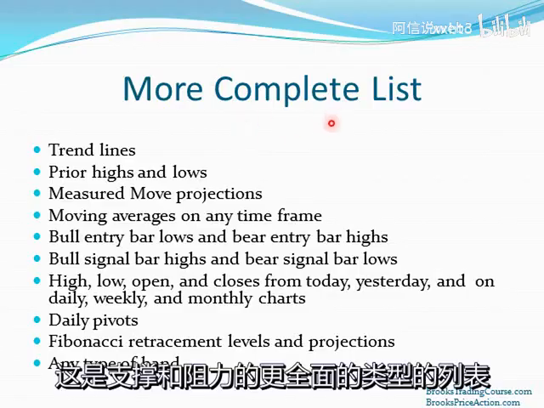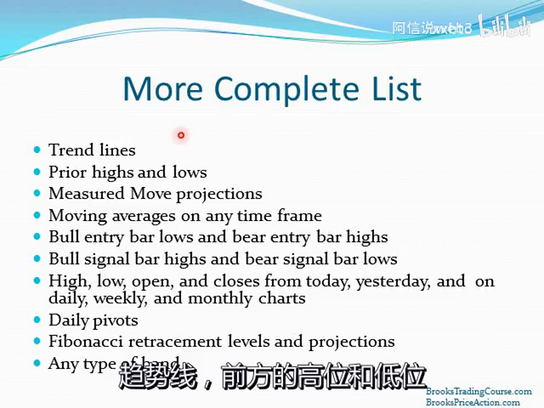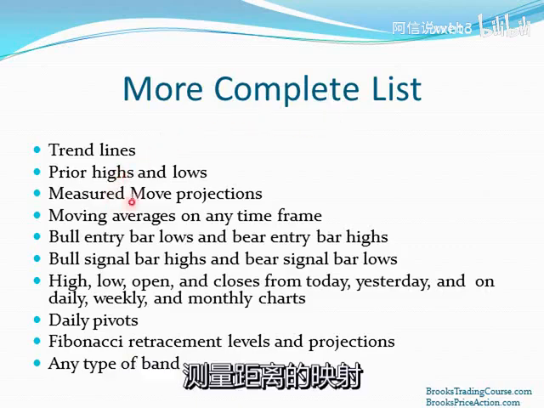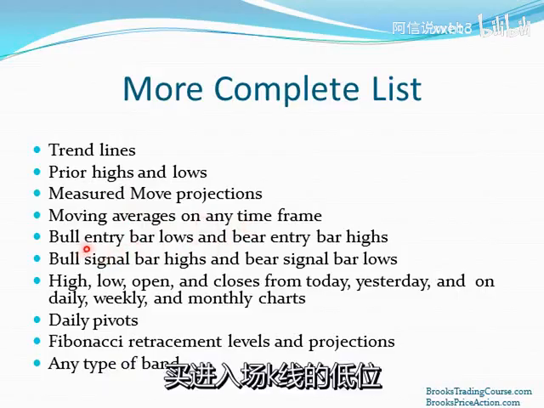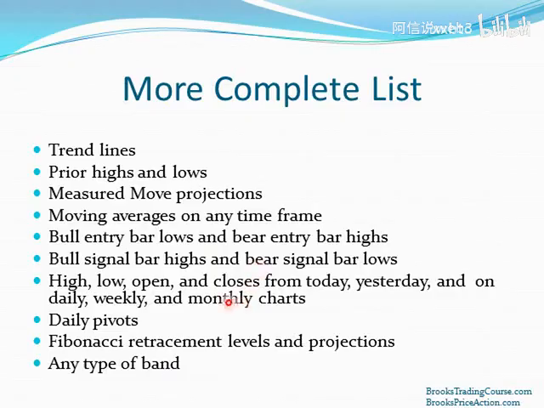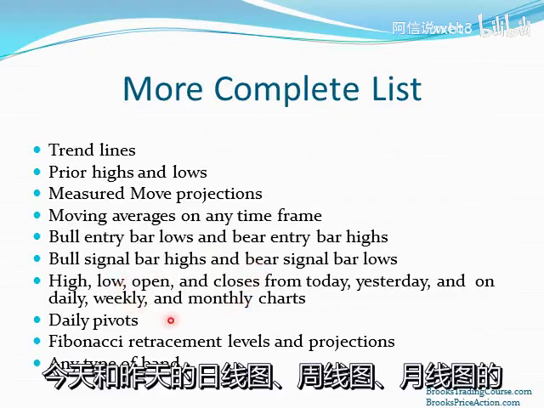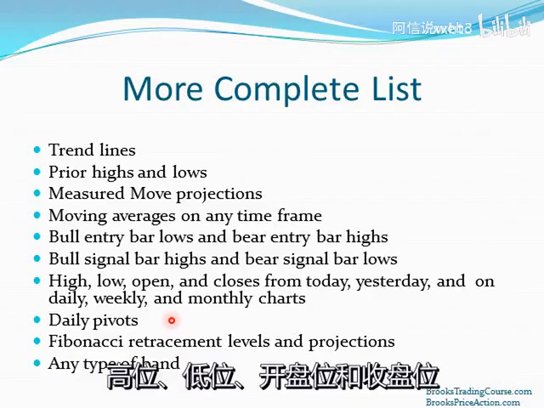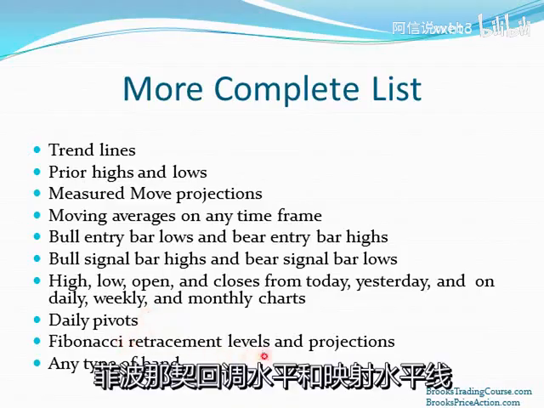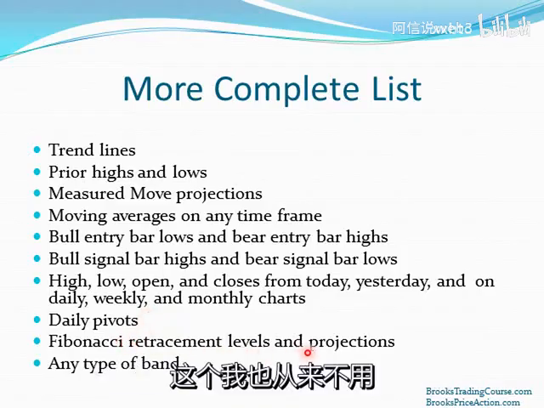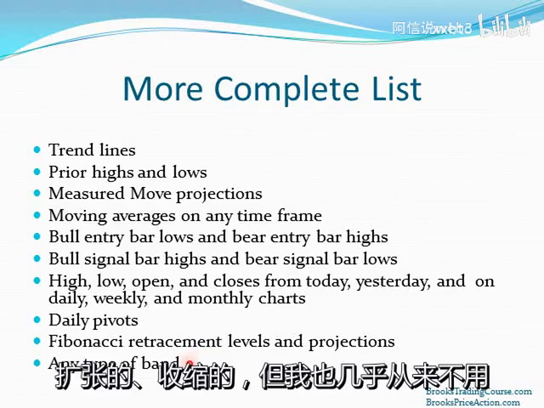Here's a more complete list of support and resistance: trend lines, prior highs and lows, measured move projections, moving averages on any time frame, and then a bull entry bar low and a bear entry bar high, a bull signal bar high and a bear signal bar low, the high, low, open, and close from today, yesterday, on the daily chart, the weekly chart, monthly chart, daily pivot points, I never look at them, Fibonacci retracement levels and projections, I never look at them, and any type of band, Bollinger Band, Keltner Band, I never pay attention to them either.